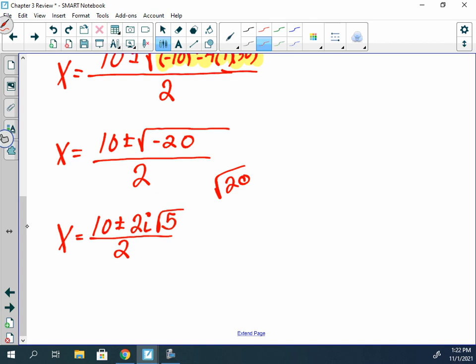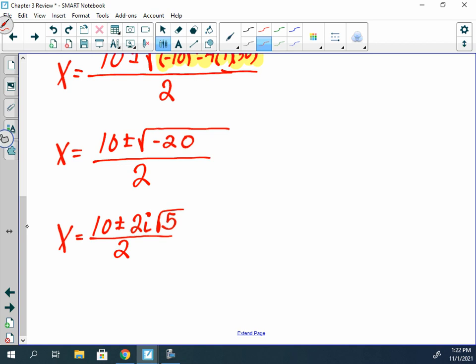Anytime we have a negative, because i is the square root of negative 1, this negative is going to come out as i, because we actually don't have a real number. Because 5 times 5 is not 20, but 4 times 5 is 20. The square root of 4 would be 2. We leave the 5.